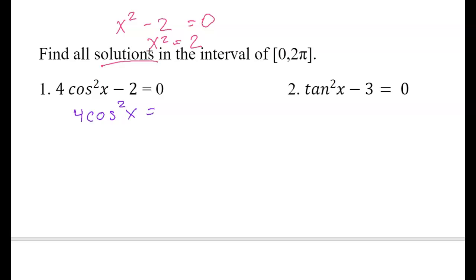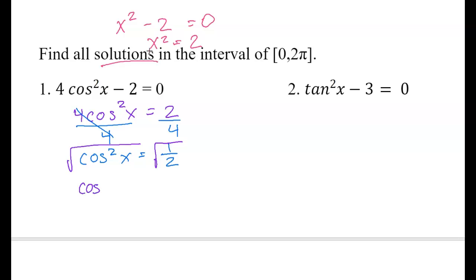Now there is more stuff. We add the 2 over, and then what do we have to do? First, so this becomes cosine squared of x is equal to 1/2. And then what? How do you get the variable unsquared? Square root. Yes. There we go. So we have now the square root of cosine squared of x is just cosine of x.